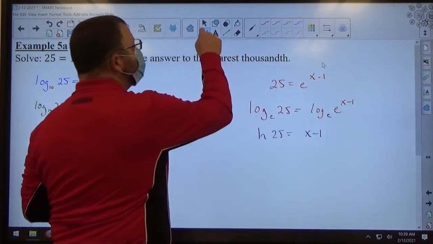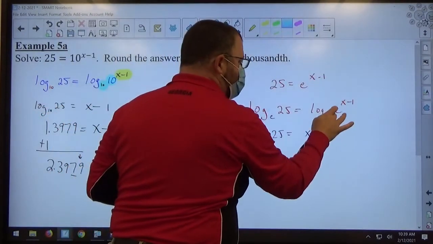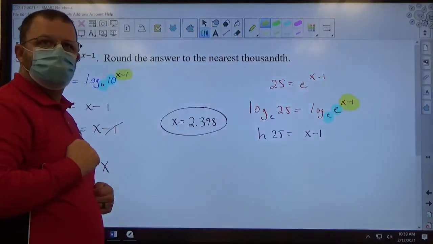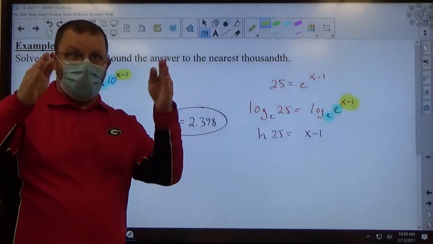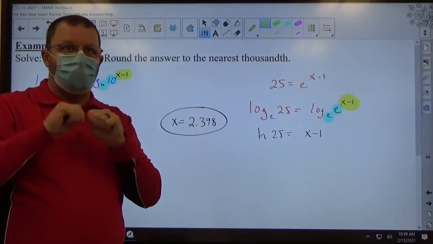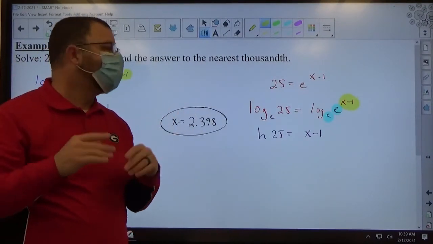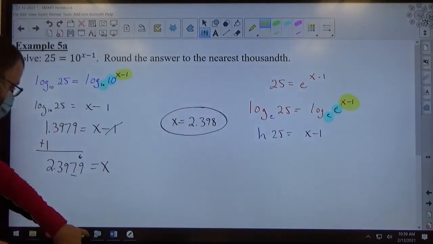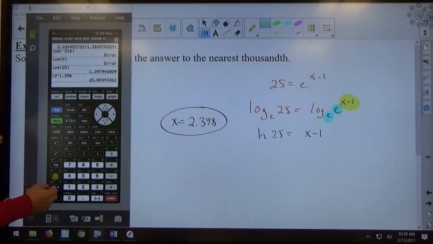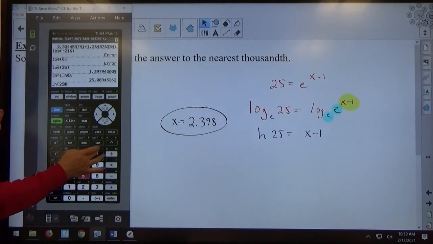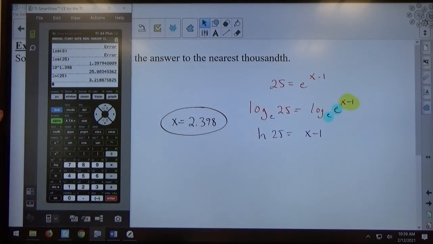Again, because this matches this, that side just becomes the power. So again, you log both sides, same base. You choose the base, either e or 10. That's what you have to do, all right? And then again, now I'm going to do natural log of 25 instead of log of 25. Natural log of 25 equals 3.2189.